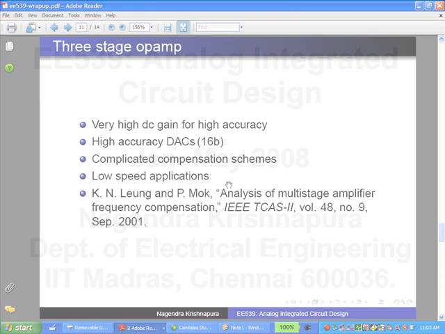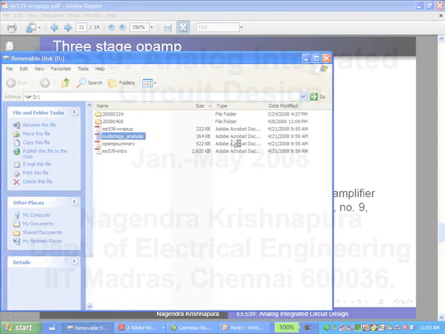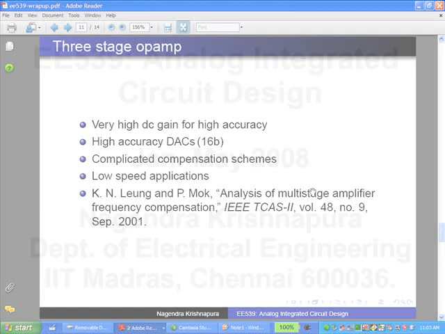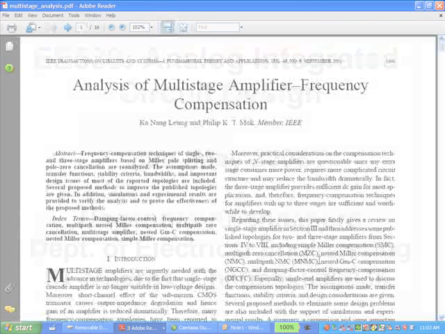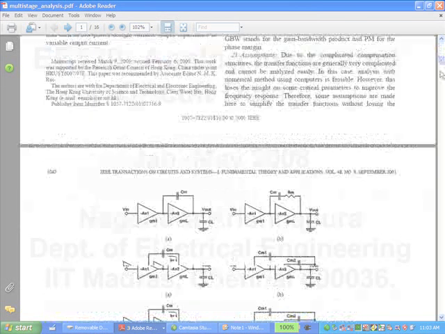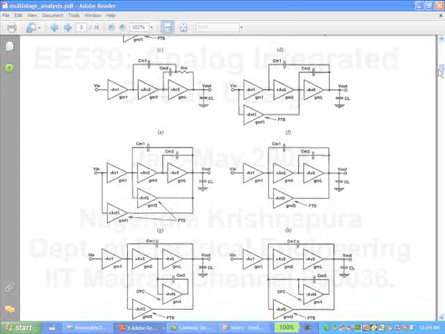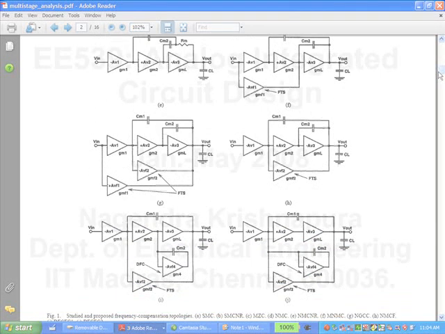So, this is a good paper on a number of techniques to compensate a three-stage op-amp. One of your seniors, Hari Prasad, is also working on a three-stage op-amp. You can see these are the sort of structures used in a three-stage op-amp. So, you don't need to know anything else other than that. It's very complicated. To be able to compensate a three-stage op-amp, you need all of this stuff. And this paper systematically analyzes all of them and tells you which is good, which is bad.